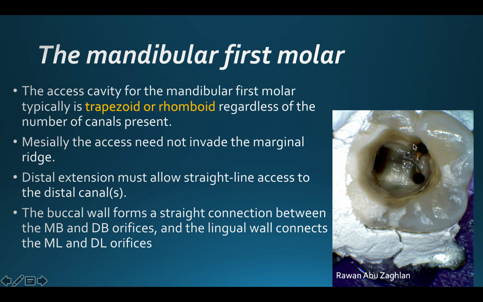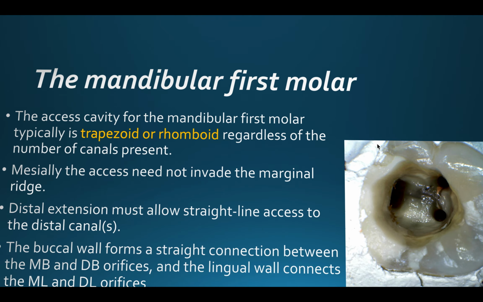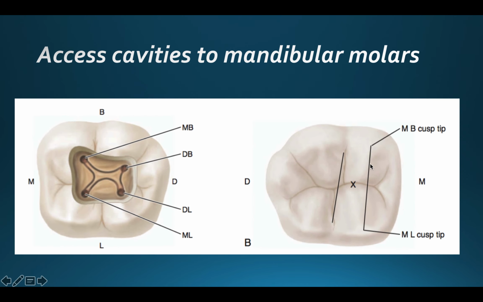Now, the access cavity is again rhomboidal or trapezoidal in shape, regardless of the number of canals. The mesial border of our access cavity will be an imaginary line connecting the cusp tips of the mesiobuccal and the mesiolingual cusps. The distal border will be an imaginary line connecting the central groove on the buccal side and the lingual groove on the lingual side, and the entry point will be a midpoint on the central groove between these 2 lines.